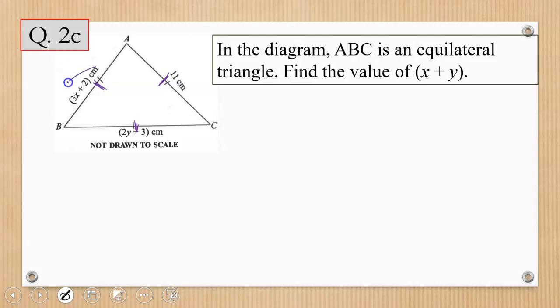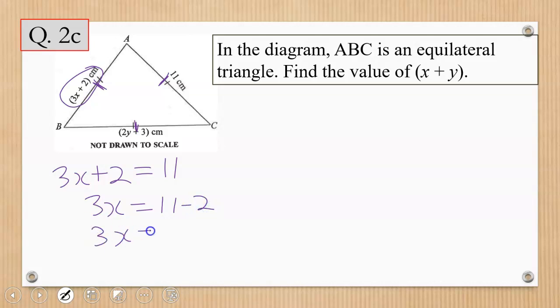But then the question is saying that the side here has been expressed as 3x plus 2, and then it should be the same as 11. So we can write the equation and say 3x plus 2 is equal to 11, and we can make x the subject here. So finding the x, we have 3x is equal to 11 minus 2. 3x is equal to 11 minus 2 will give us 9. When we divide both sides by 3, we have x is equal to 9 over 3. Therefore, x is equal to 3.